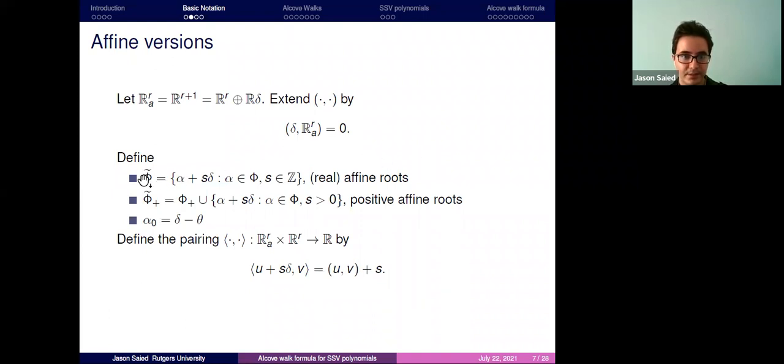So then we have the affine roots. And here I'm only interested in the real roots because they're the ones you can reflect through. So they're the roots of the form something finite plus some integer multiple of delta. And of course, we have the positive ones, which are just the positive finite roots plus anything with a positive multiple of delta, and our new simple root alpha_0.